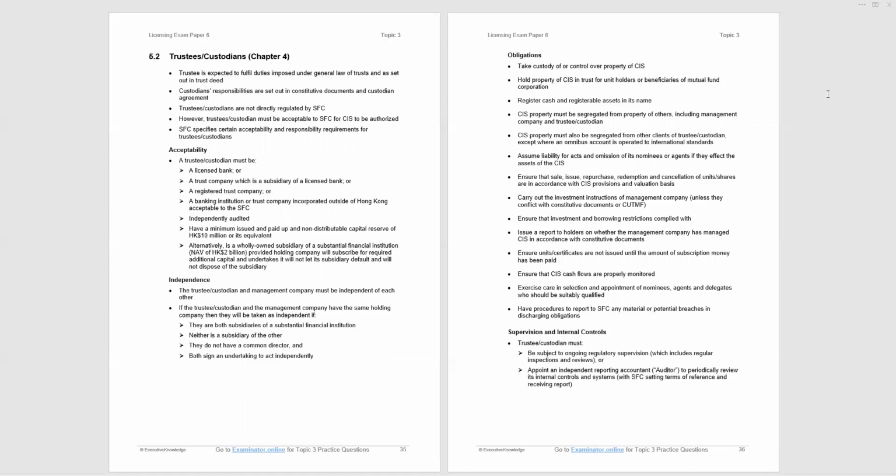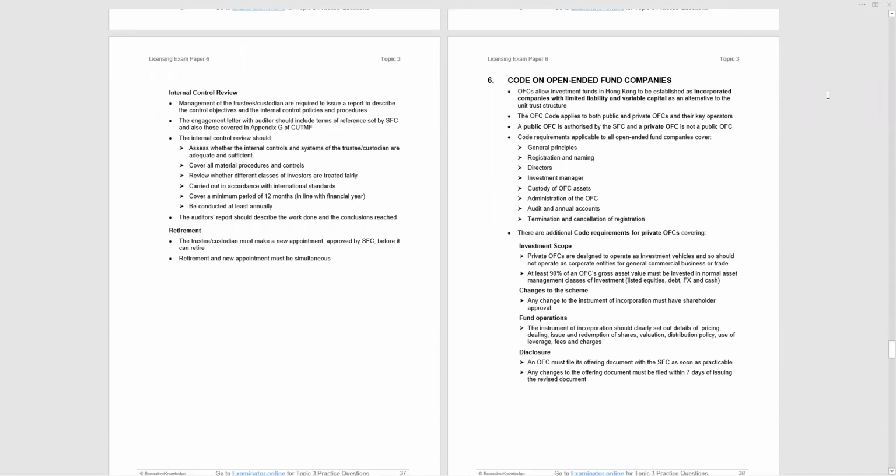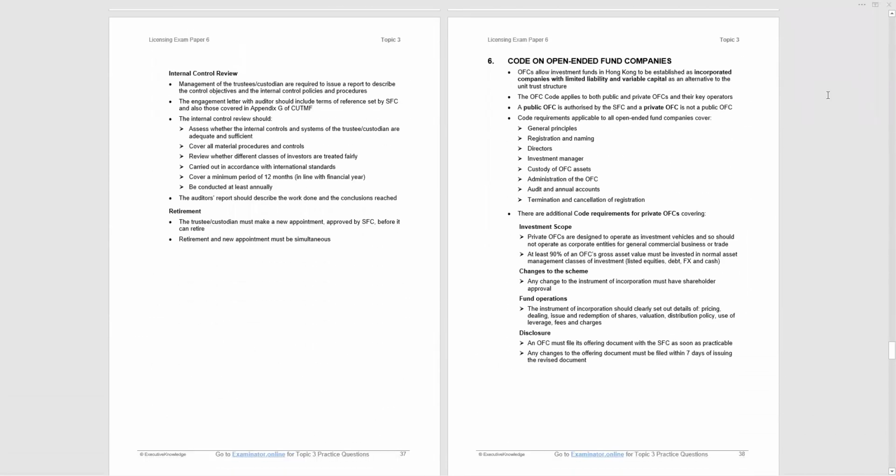Obligations of trustees, custodians. Well, not surprisingly, they take custody or control of the collective investment scheme property, the investments, and they hold the property of the scheme in trust for unit holders or beneficiaries of the mutual fund corporation. And there are a number of other obligations. Please read through those. Trustees, custodians at the bottom must have appropriate supervision and internal control systems. And internal control review, management of the trustee, custodian required to issue a report to describe control objective, internal control policy procedures, so people are aware of them.